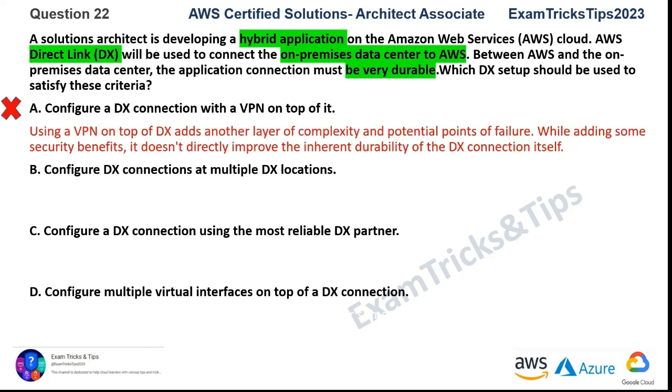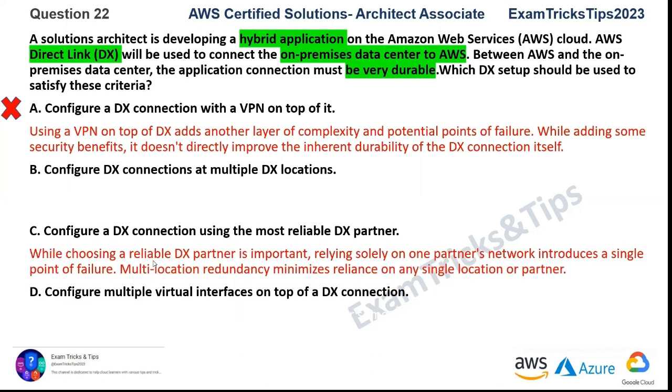Then let's look at another one which appears to be incorrect. Option C says configure a DX connection using the most reliable DX partner. Now, choosing a DX partner is important, but this is not about resources. This examination is about AWS services, and you will never get an option like this as a correct answer. Choosing a DX partner is important, but what is more important is the infrastructure or architectural design you are using to make the Direct Connect connection more durable. So this is not a correct option.